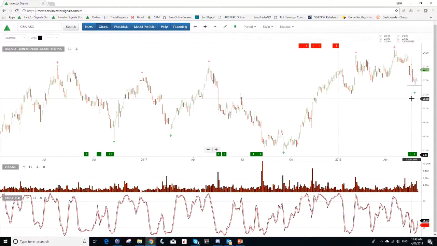James Hardie, I think this one has been added into our top 50 model portfolio. So we had the algorithm buy signal on this higher low formation. And we're looking for maybe James Hardie to trade back up to around 23.50. And we would look to sell covered calls to complement the returns there out of James Hardie. We like the opportunity here.